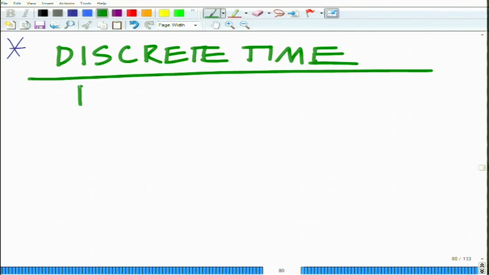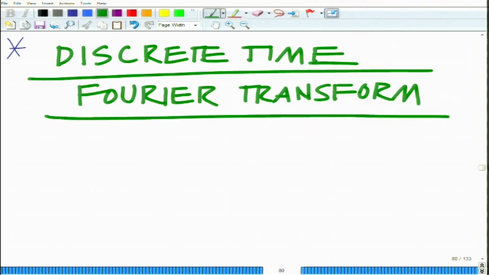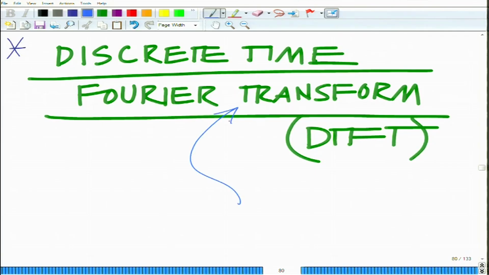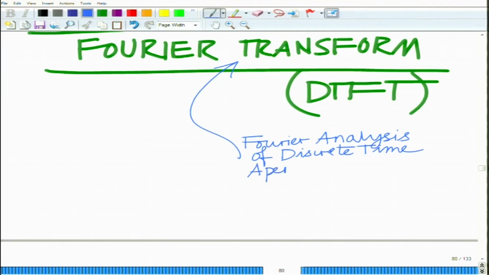The discrete time Fourier transform, also abbreviated as the DTFT, and as I already said, this is basically used for the Fourier analysis of discrete time aperiodic signals.